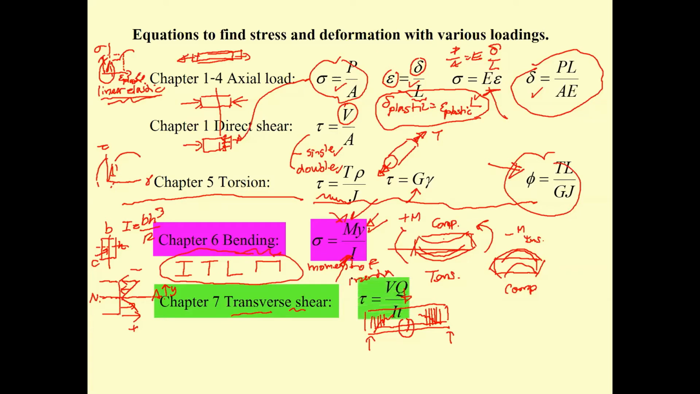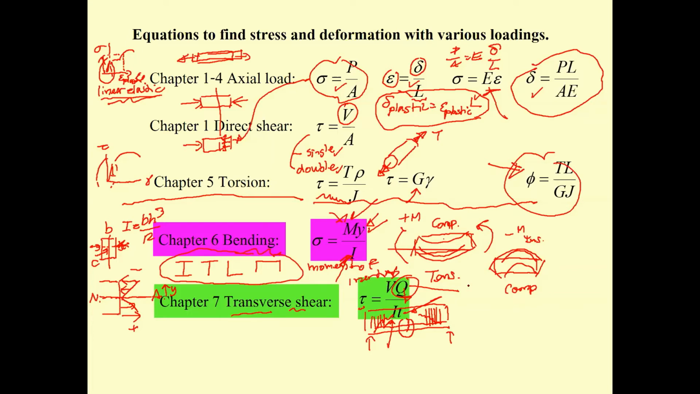And then you come back to determine the tau equal to VQ over IT. Also the I, and the T is very easy. T is the width of the section. The problem is the Q. I will be talking about the Q later. The Q is the moment of the area under the point that you find the tau about the neutral axis. That is a very long definition. Anyway, when you see what I show you, that's going to help.